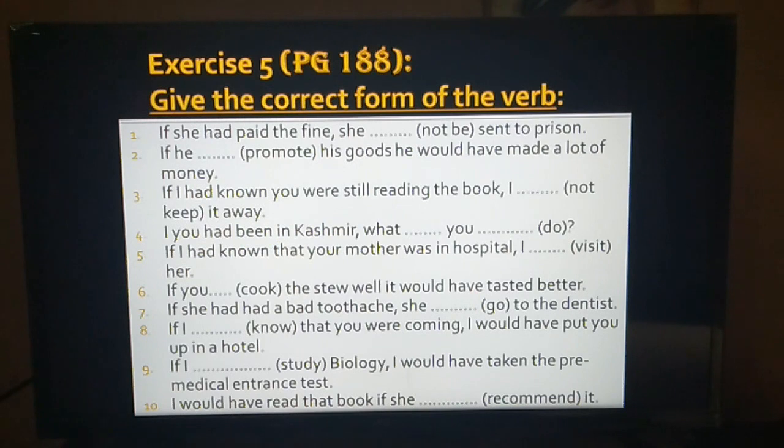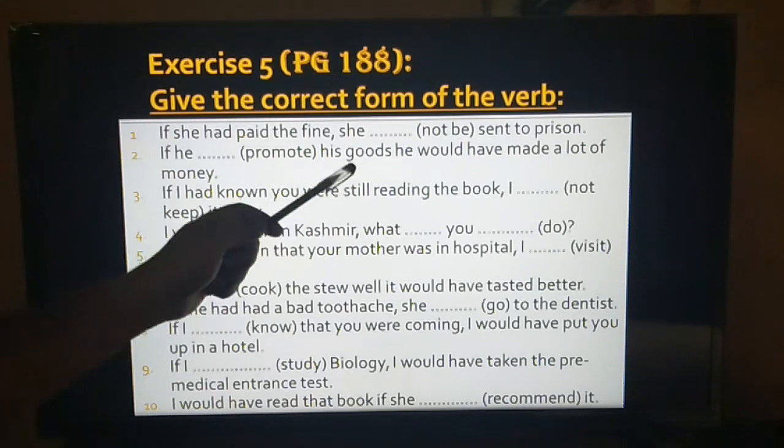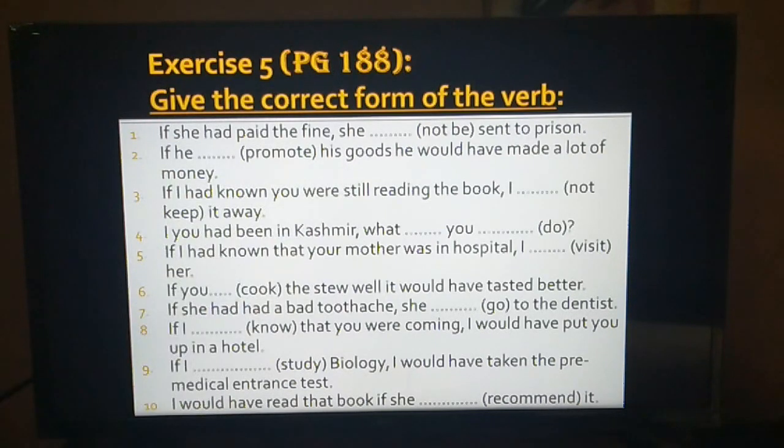Remember the rule. Second sentence, if he dash. So here the dash is given, answer is to be found out here where we have the if clause. So it is past perfect. So we know that with past perfect, if it is promote, it should be had promoted. If he had promoted his goods, he would have made a lot of money.